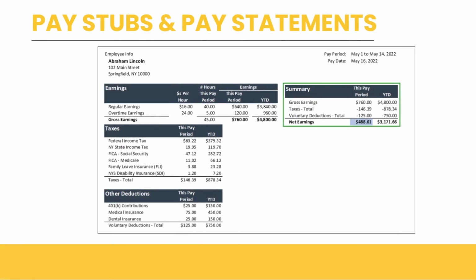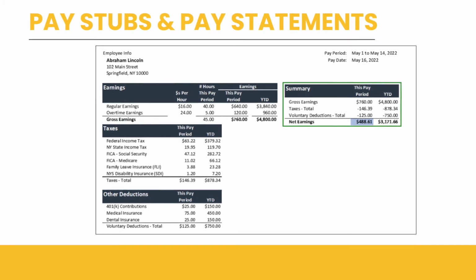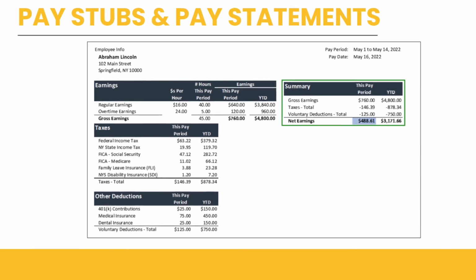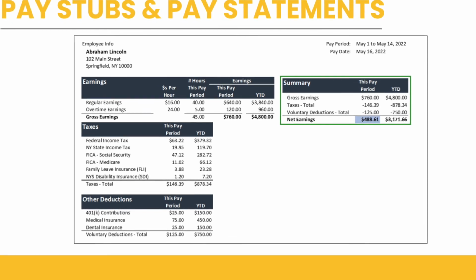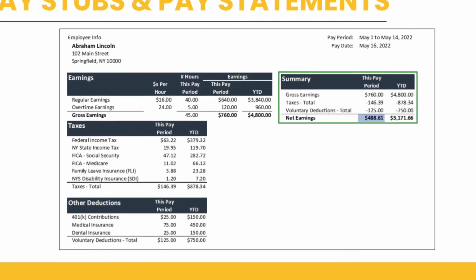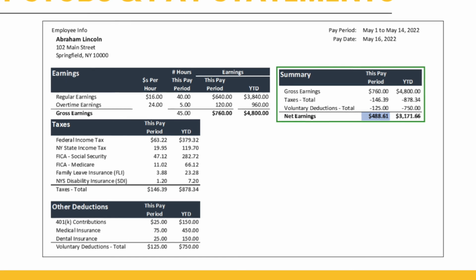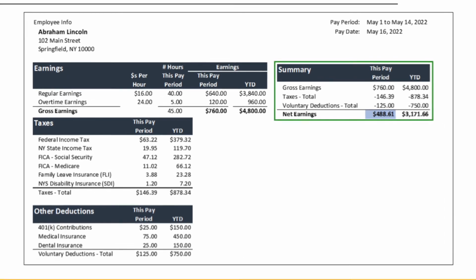Before we move on, we wanted to show you a quick sample of what a pay stub or pay statement might look like. As the sample shows, it includes the three broad categories of information we just mentioned: earnings, taxes, and other deductions.